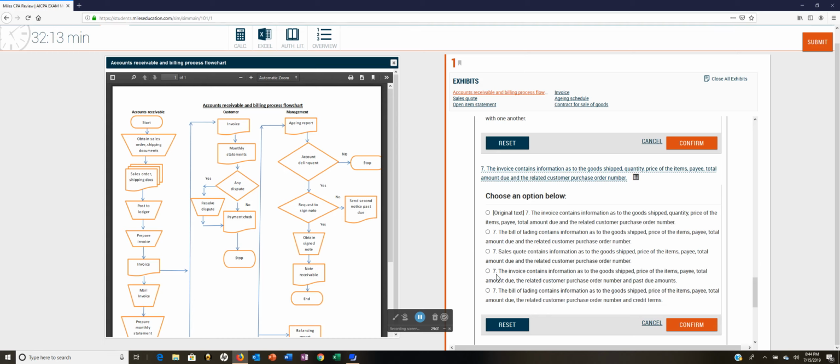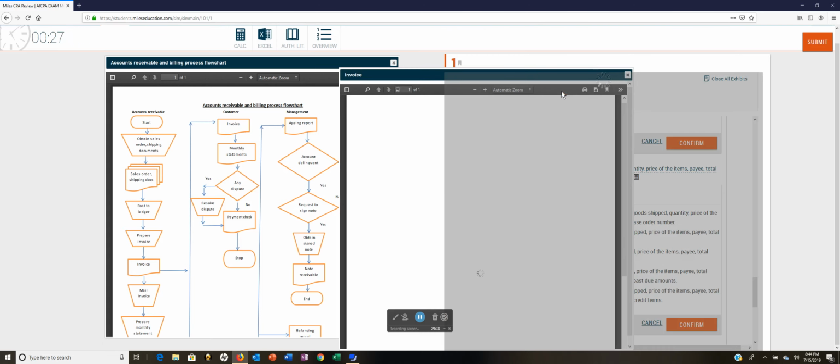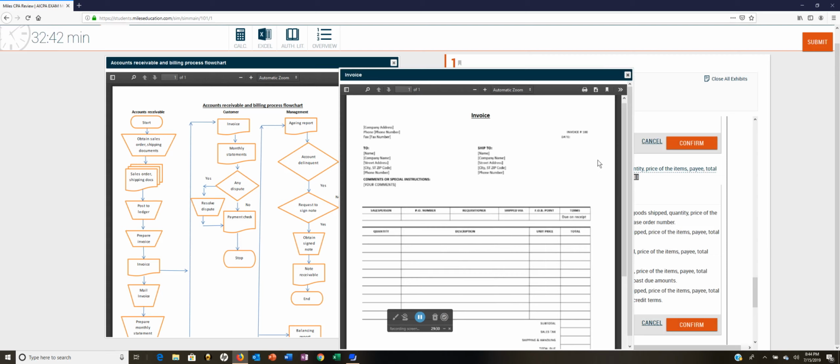So really, it's a battle between this one here, the invoice contains information as to goods shipped, price of items, payee, total amount due, related customer purchase order, and past due accounts, and the original information. So how can we determine that? How do we pick? Well, there's an invoice. Let's go up and look at their invoice. And there is the invoice.